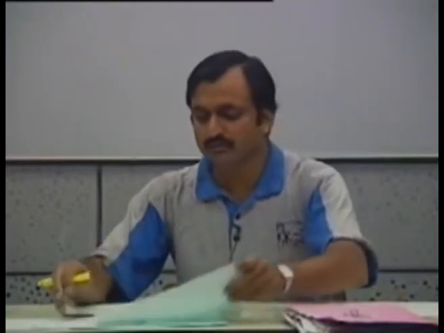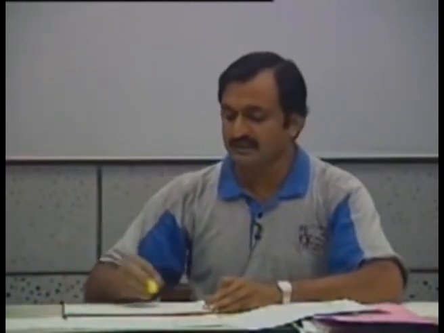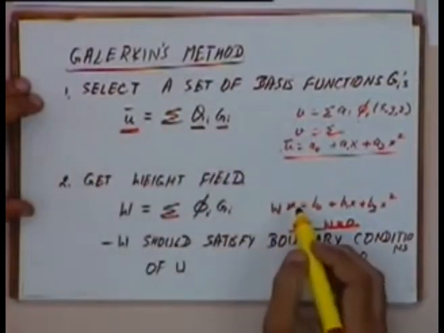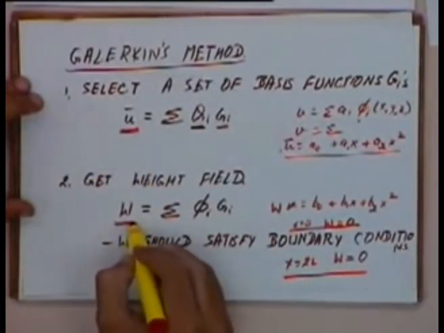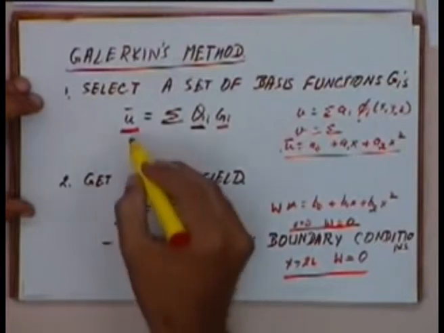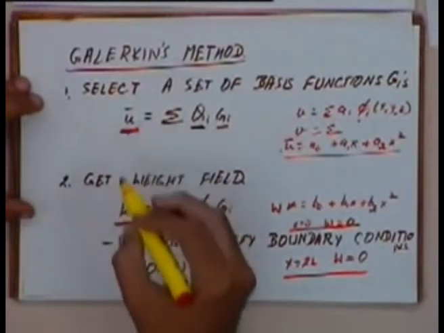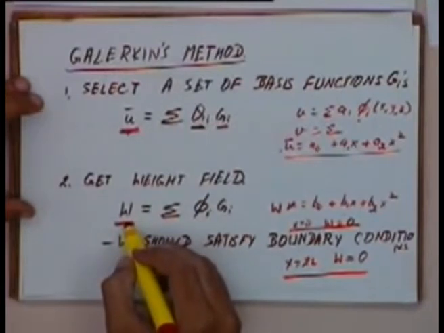Okay, the steps involved are these: we first select a set of basis functions and make some assumption for U bar. We use the same assumption for W. We ensure that this U bar satisfies the boundary conditions. We also ensure that W satisfies the boundary conditions.